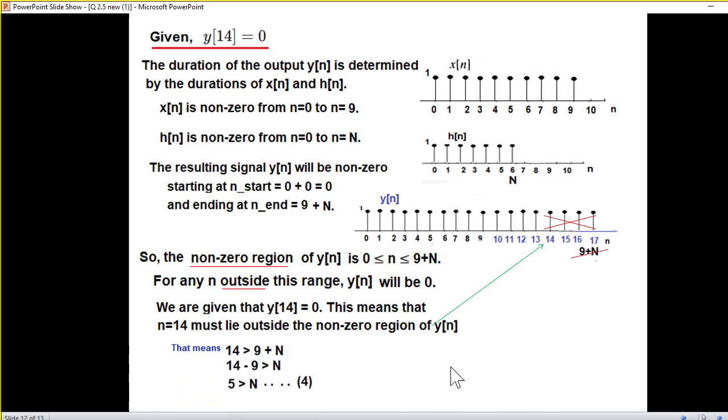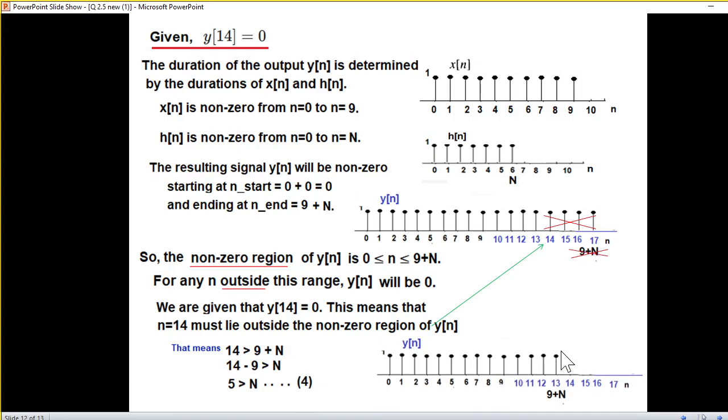And so, let's see, this is 9 plus n. We have moved it to 13, because after that it will be 0. So from here you can see, we can say that 14 is greater than 9 plus n. 14 is greater than 9 plus n. And from here we get the second condition for n, that is n has to be less than 5.